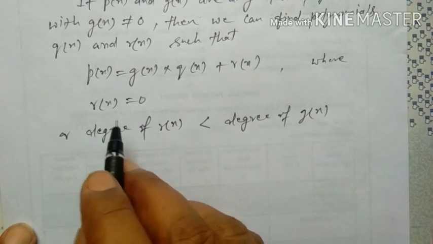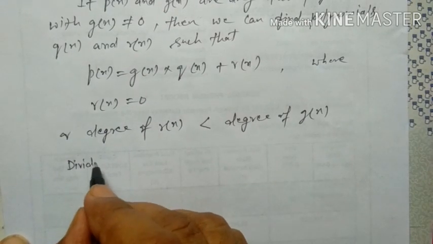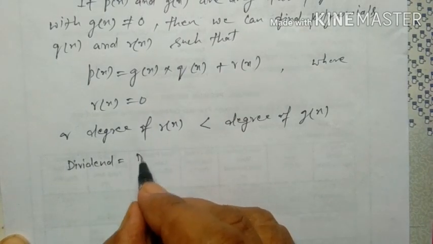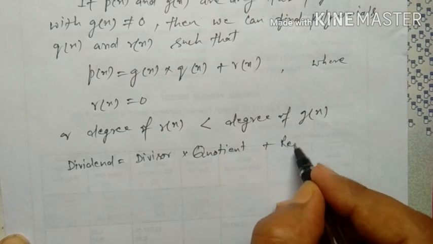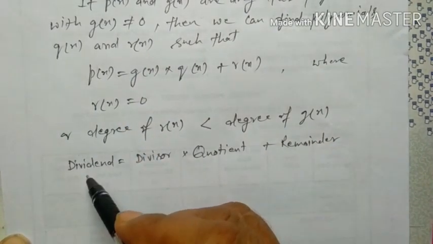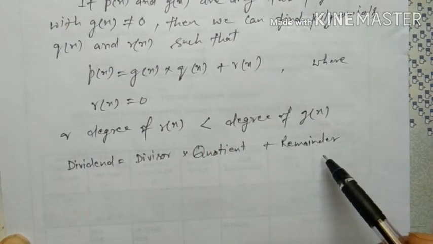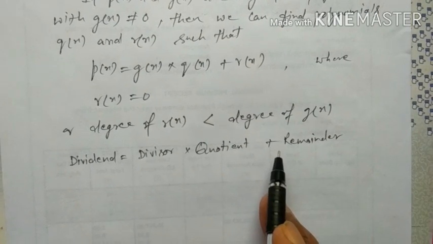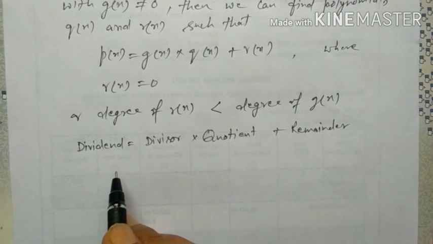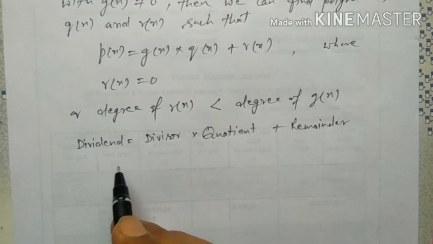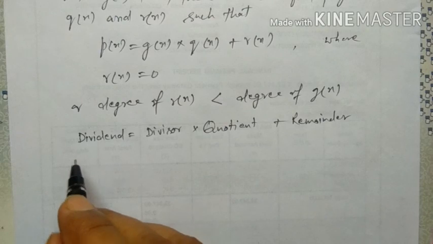This is the simple division algorithm, like this: dividend equal to divisor into quotient plus remainder. This is dividend p(x), divisor g(x), quotient q(x), remainder r(x). This term we already discussed in chapter 1 in the form of Euclid division algorithm. Now here we will divide some polynomials by another polynomials.